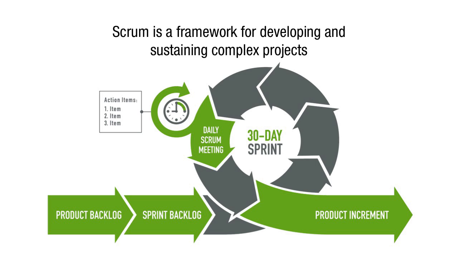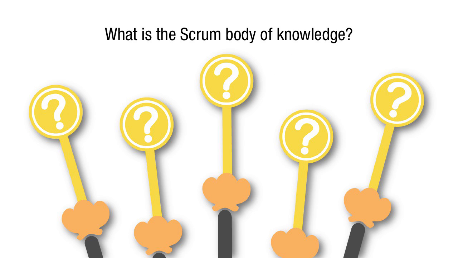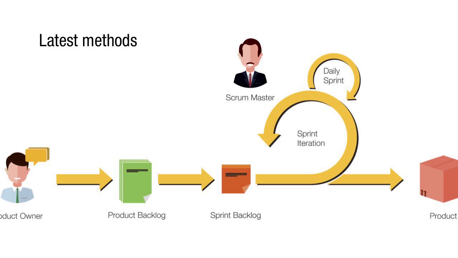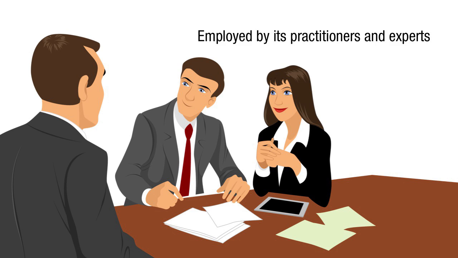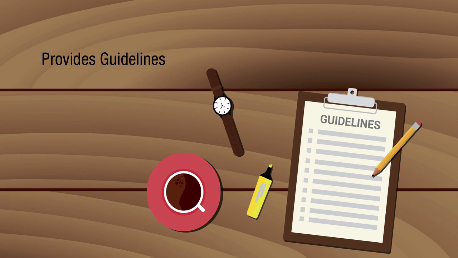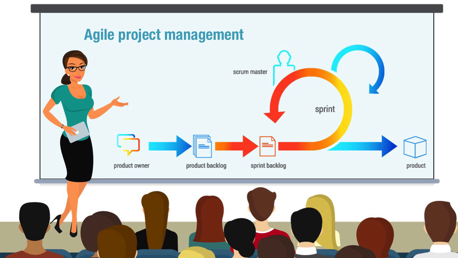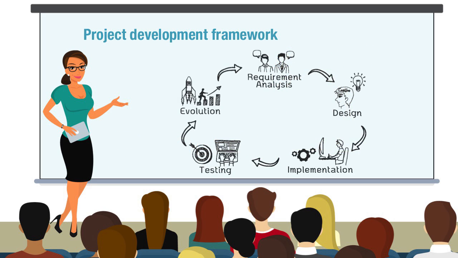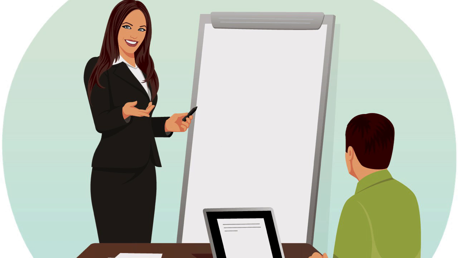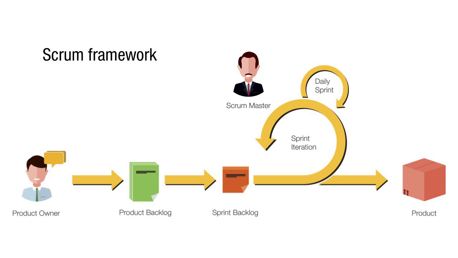Scrum is a framework for developing and sustaining complex projects. What is the Scrum body of knowledge? It is a compilation of the latest methods and best practices employed by its practitioners and experts. Furthermore, it provides guidelines for the successful implementation of Scrum. It is the most popular Agile project management and project development framework. It provides a comprehensive framework that includes the principles, aspects, and processes of the Scrum framework.